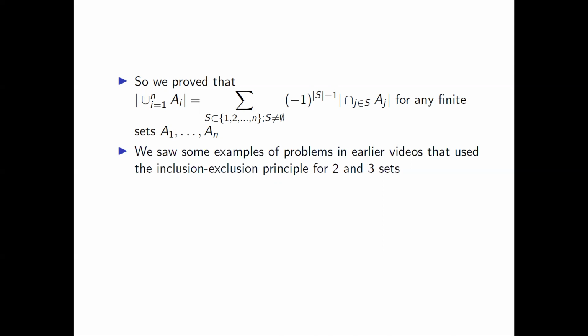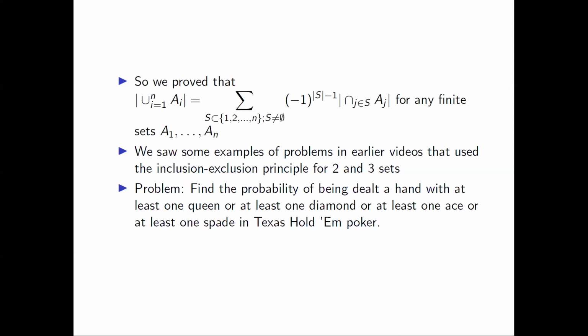So here's a problem for you to think about. Maybe the inclusion-exclusion principle could be useful for it, or maybe something else would be better. Here's the problem. Find the probability of being dealt a hand with at least 1 queen, or at least 1 diamond, or at least 1 ace, or at least 1 spade in Texas Hold'em poker.